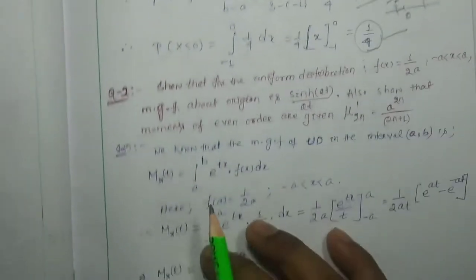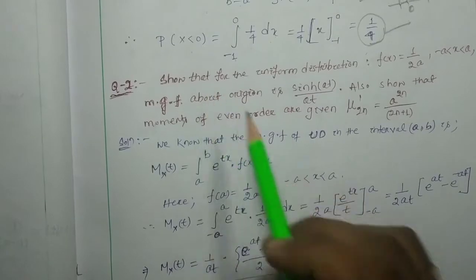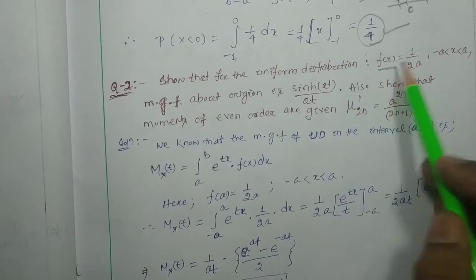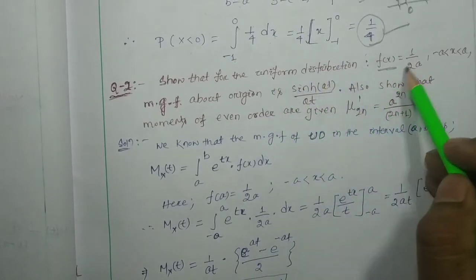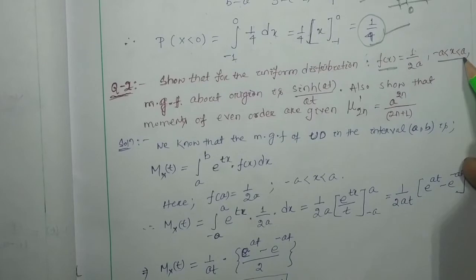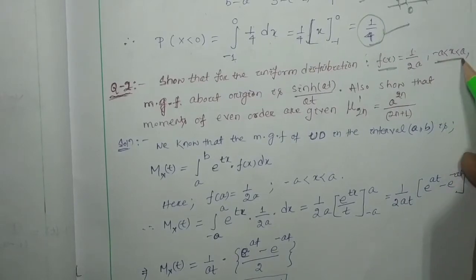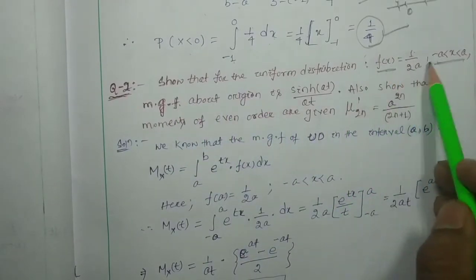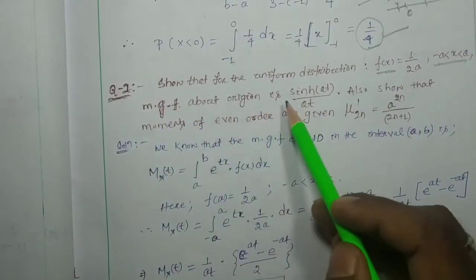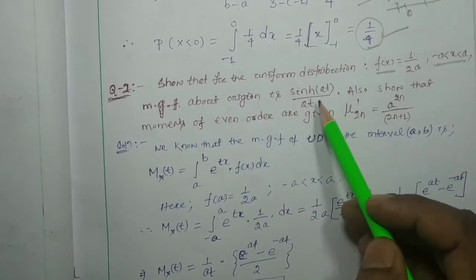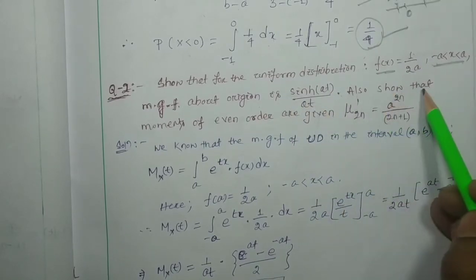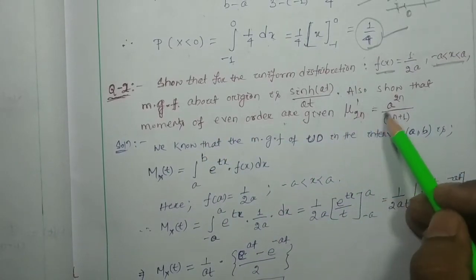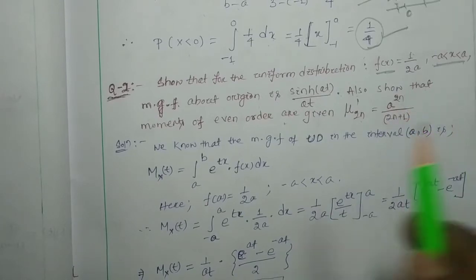Okay, now the second question. For a uniform distribution, the pdf f(x) is already given here: 1 by 2a for the range -a to +a. You have to show that for this distribution the m.g.f. about the origin is sinh(at) by at. Then also you have to show that moments of even order are given by mu 2n dash equal to a to the power 2n by 2n plus 1.